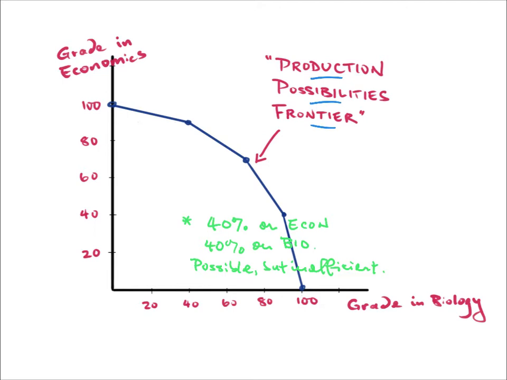Now, things outside the production possibilities frontier. So, for example, getting a 90, let's see, getting a 90, why can't I draw a line down to 90?